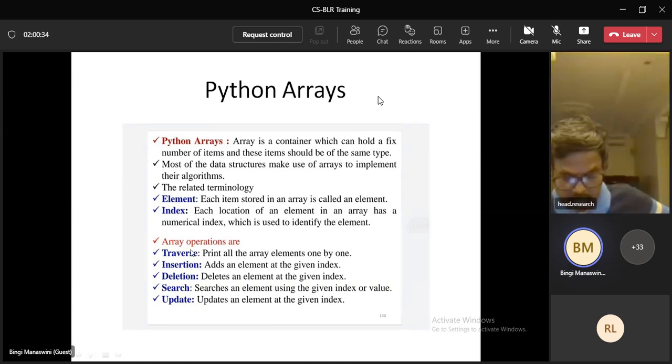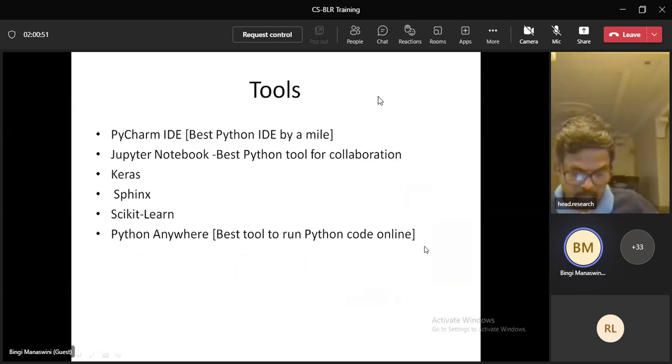Some of the array operations are traverse, which is used to print the elements one by one, and insertion to add elements into the array, and deletion to delete elements from the given index. Search is used to search for given elements which are in the given index value, and update, it updates the element at a given index. These are some of the common operations in Python array.